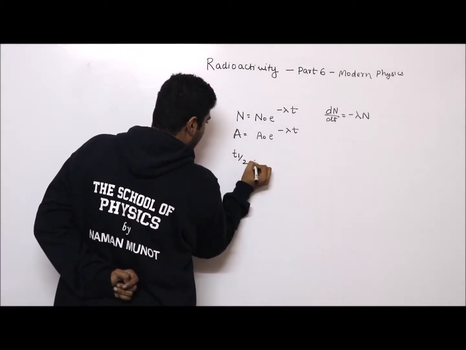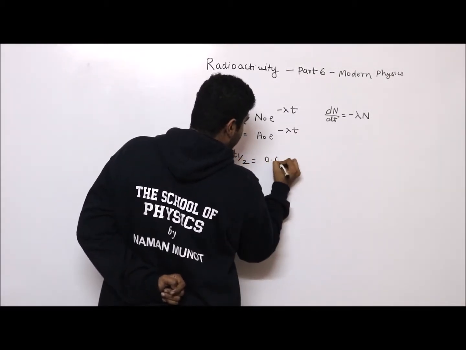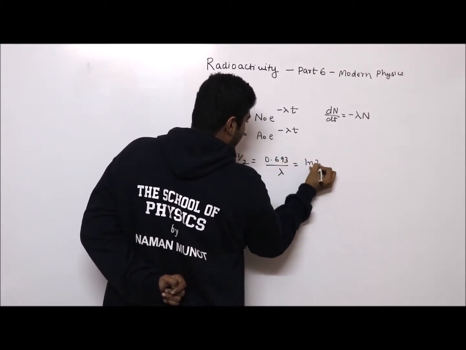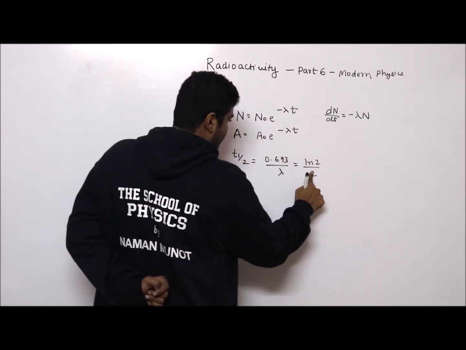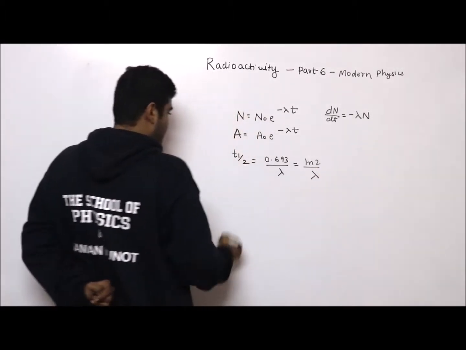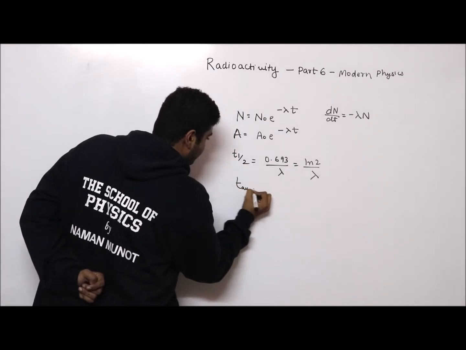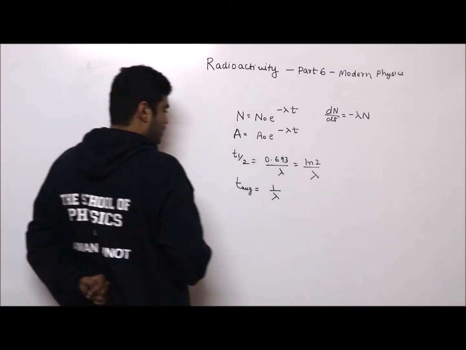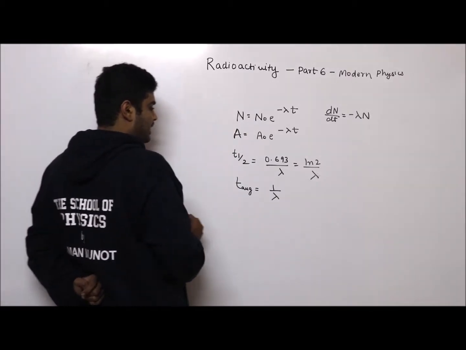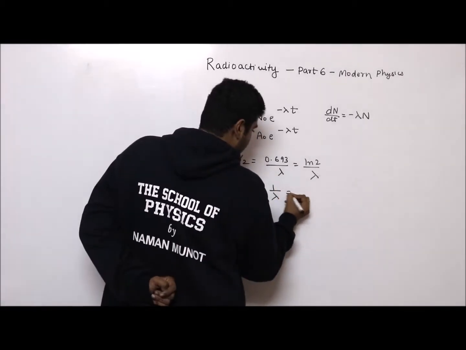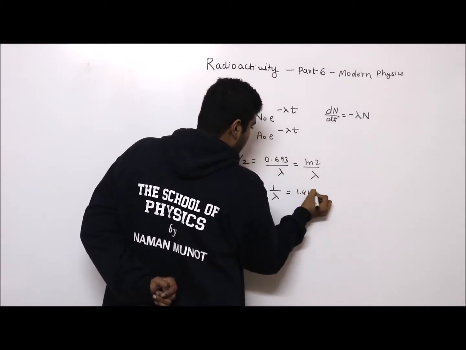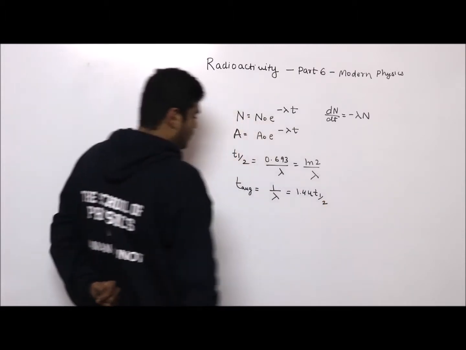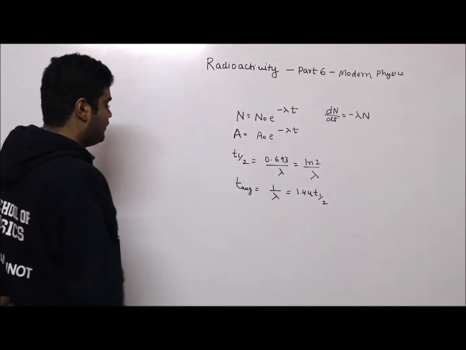Then there is this half time. Half time is equal to 0.693/λ or ln2/λ. Then there is this average time you need to know, which is 1/λ, which is also equal to 1.44 times the half time, the half life.